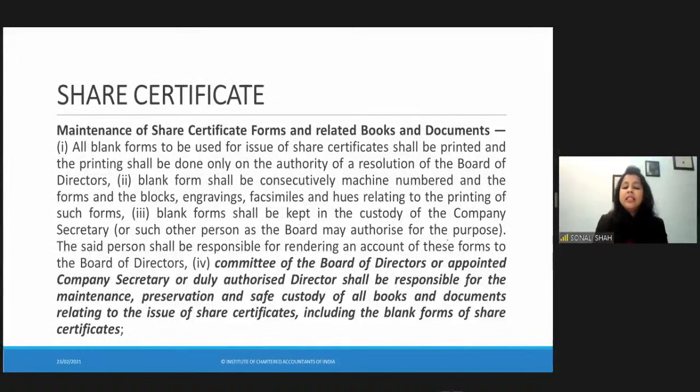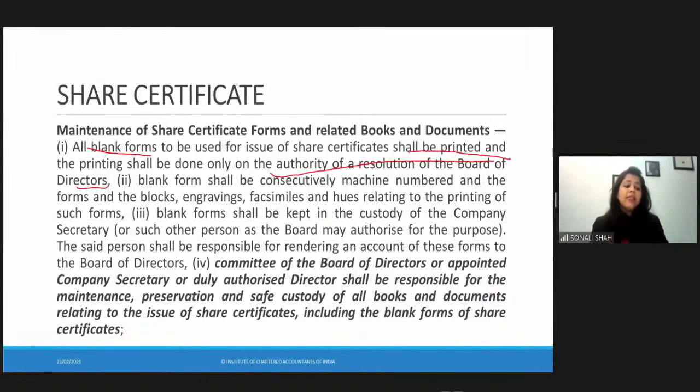Further, maintenance of share certificate forms, related books and documents. Now, the forms of share certificate, the related books and documents have to be preserved by the company. So, the requirements for this have been provided here. The rule says all blank forms to be used for issue of share certificate shall be printed, and printing shall be done only on the authority of a resolution of the board of directors.